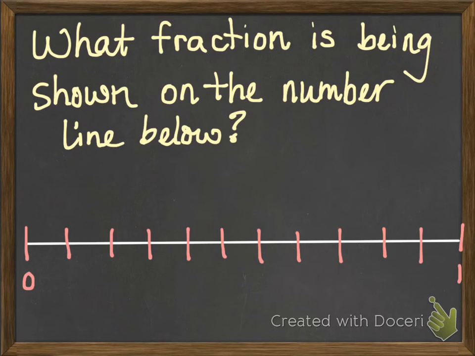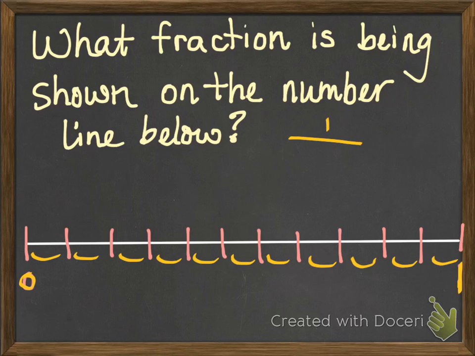And then this last one, what fraction is being shown on the number line below? Okay, so you see I've got number 0 and 1. So the number 1 is being divided into sections. You have to count how many sections it is being divided into. If you count that, I think you get 1, 2, 3, 4, 5, 6, 7, 8, 9, 10, 11. So it's being divided into 11 sections.